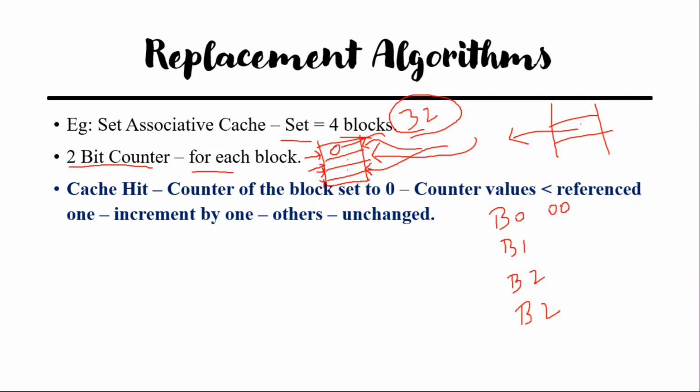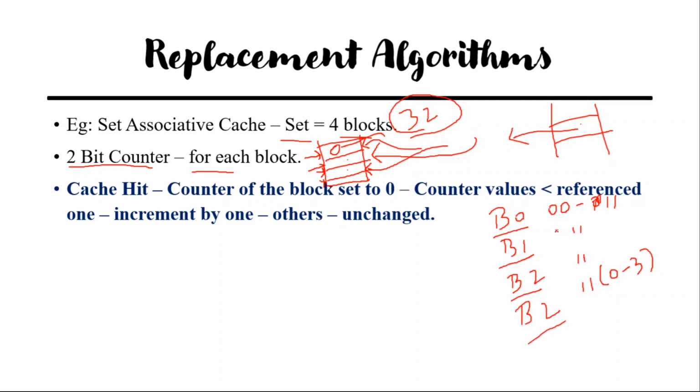So the 2-bit counter can hold how many values? Totally 4 values, from 0 to 3, that is 00, 01, 10, 11. All the 4 counters can hold values between 0 and 3. In binary it is 00 to 11, in decimal it is 0 to 3. So each of the counters will hold any one of these values: either 0, 1, 2 or 3.